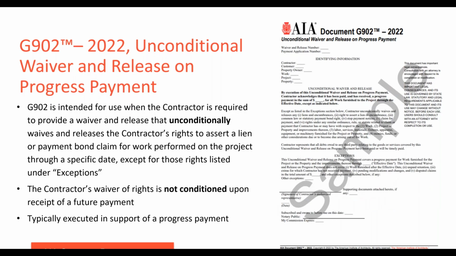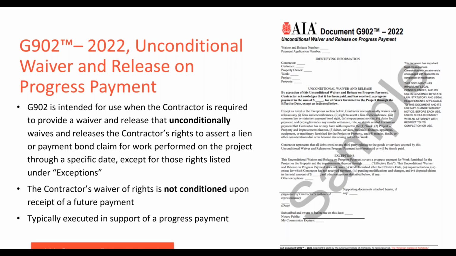And the next one we have up is the G902, unconditional waiver and release on progress payment. This form is intended for when the contractor is required to provide a waiver that unconditionally waives and releases lien rights for work performed through a particular date, of course, except for those rights listed under the exceptions paragraph, and that would again be in exchange for a progress payment.